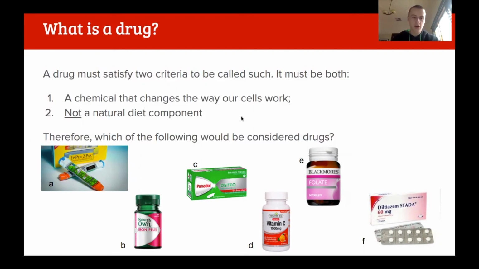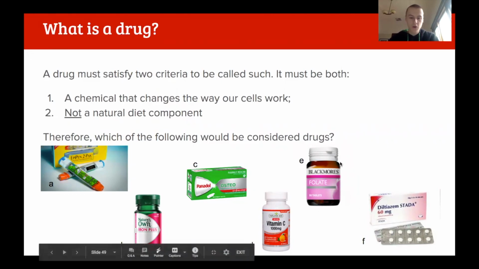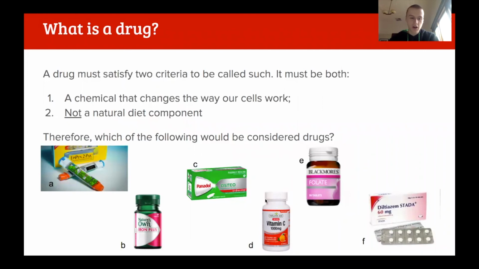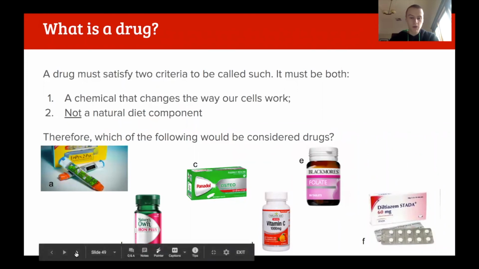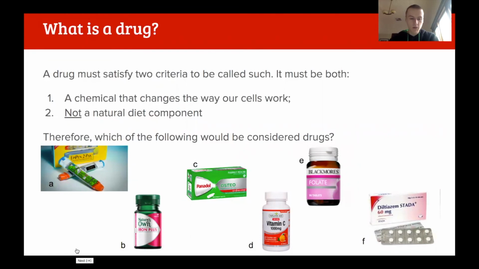Now, the other feature of drugs, in order to be a drug, is that they have to not be a natural component of our diet. So in other words, the chemicals in the red meat that we eat are not considered drugs, or all the vitamins that we find in fruit and veg, these are not drugs, even though they do change the way our cells work. So based on that definition, see if you can work out which of these guys would be considered drugs. You can feel free to put your video on pause and just have a little think if you need, and we'll move right on.